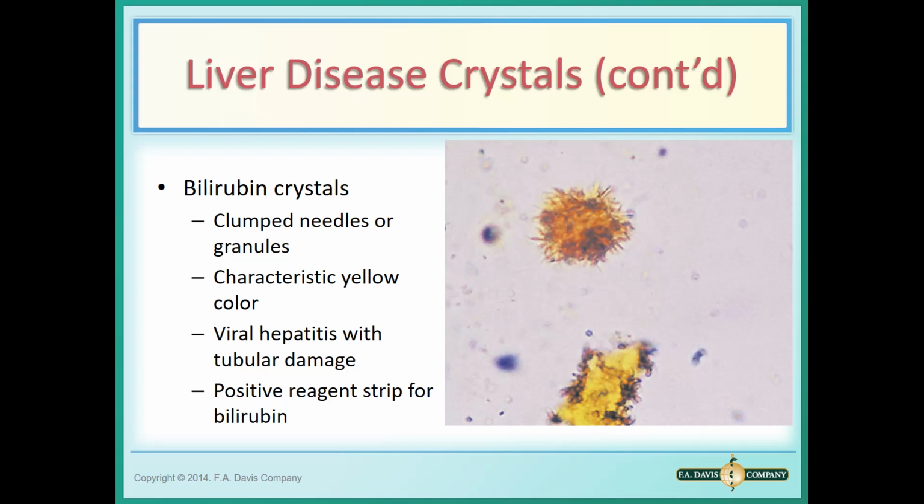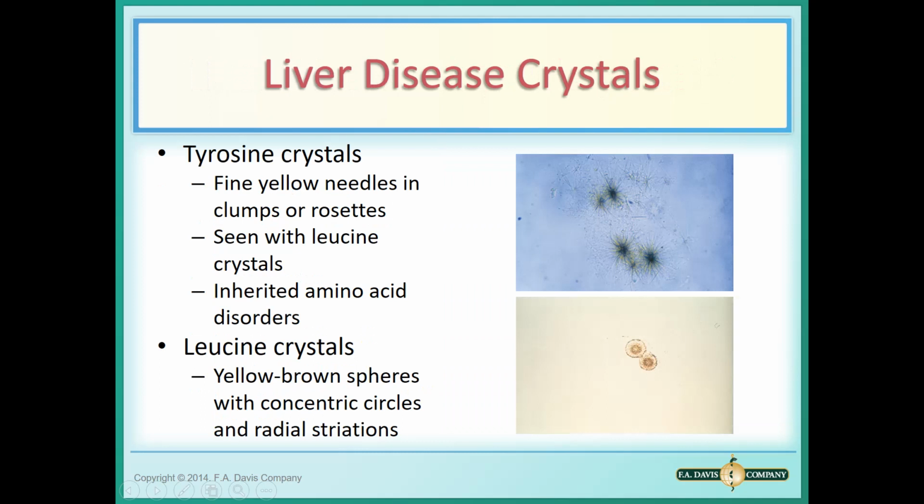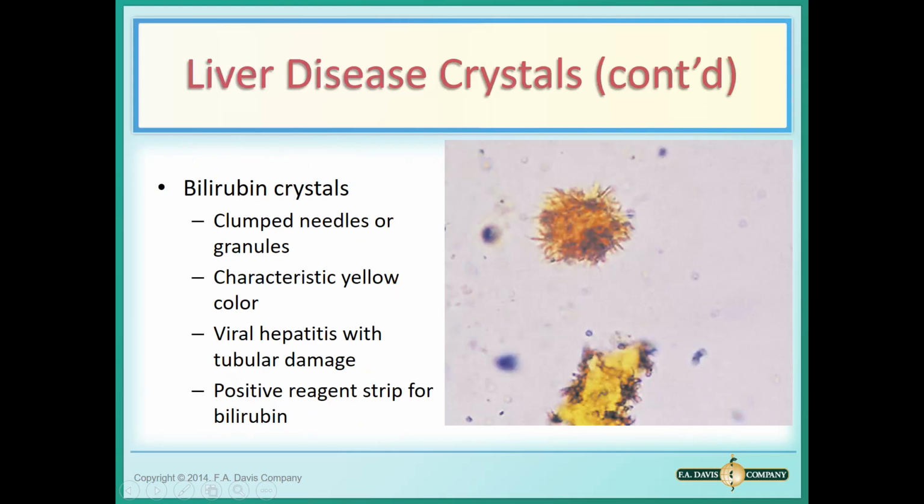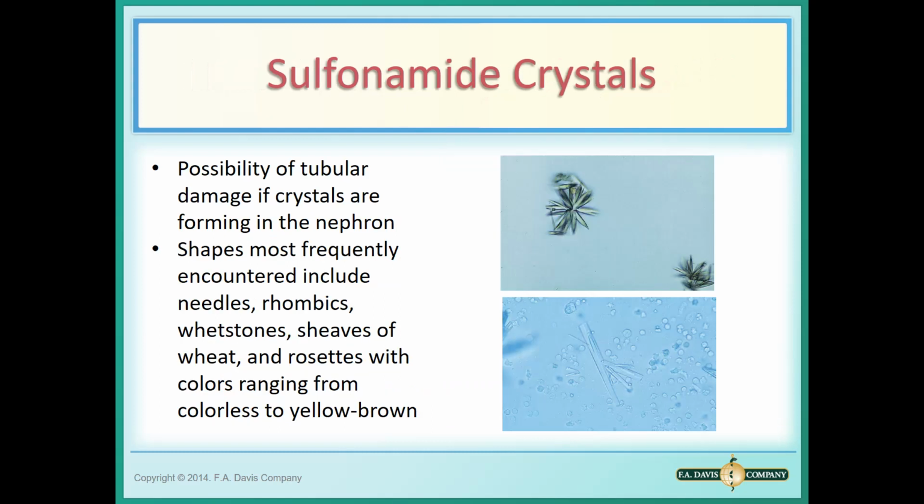We also see bilirubin crystals. Again, notice these needles are not as fine as tyrosine. See how fine those needles are? Bilirubin crystals are still needly. They tend to clump together and they take on that typical yellow-brown that we would expect to see with bilirubin. Indicative of hepatitis, maybe some tubular damage. Good news is we're going to see a positive dipstick for that. Bad news for the patient, good news for us because we're going to be pointed in that direction by the dipstick.